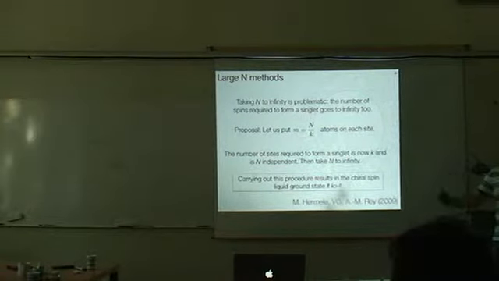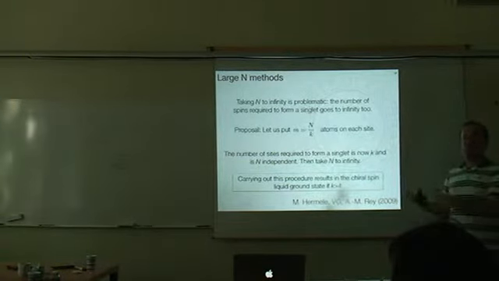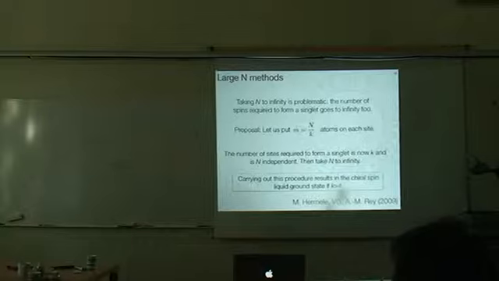We'd like to do things in such a way that as N is increasing, things converge to one good, well-defined state. To do that, we propose the following. It's essentially a very simple generalization of what Marston and Affleck did, but it works. Let's put N divided by k atoms on every site. So what do I mean by this?